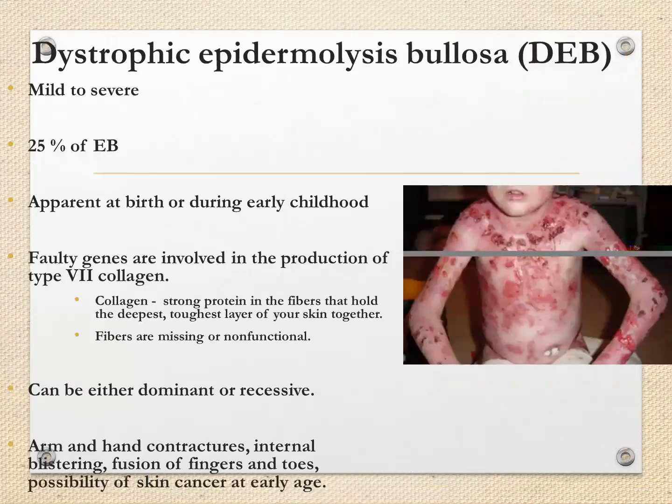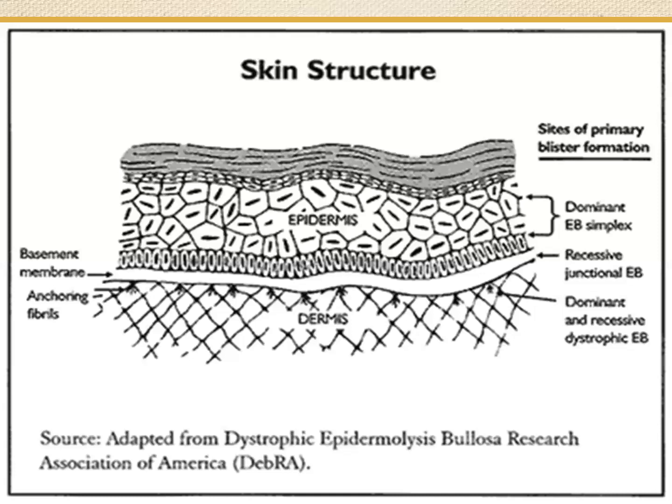Then dystrophic EB, a mild to severe variety. 25% of EB is the dystrophic variety, apparent at birth or during early childhood. Faulty genes are in type 7 collagen. It can be dominant or recessive both. Arm and hand contractures, internal blistering, fusion of fingers and toes, and possibility of skin cancer at an early age may be present. This is an animated picture showing the different levels of the EB where the fault is present.